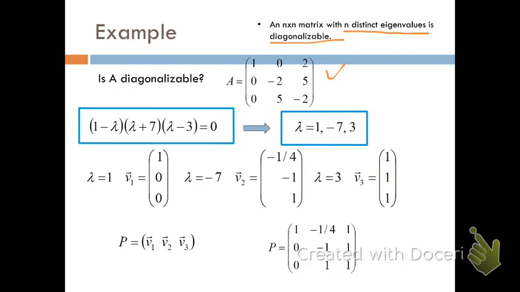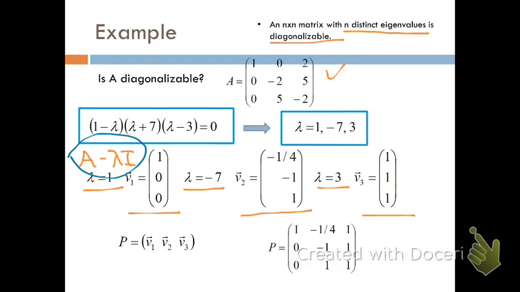Now, using A minus lambda I, for each of our eigenvalues, we can find a basis for the eigenspace. When lambda is equal to 1, we get V1 equal to 1, 0, 0. When lambda is equal to -7, we get V2 equal to -1/4, -1, 1. And when lambda is equal to 3, we get V3 equal to 1, 1, 1. Of course, we do this by plugging lambda into A minus lambda I, row reducing, and finding a basis for the eigenspace.